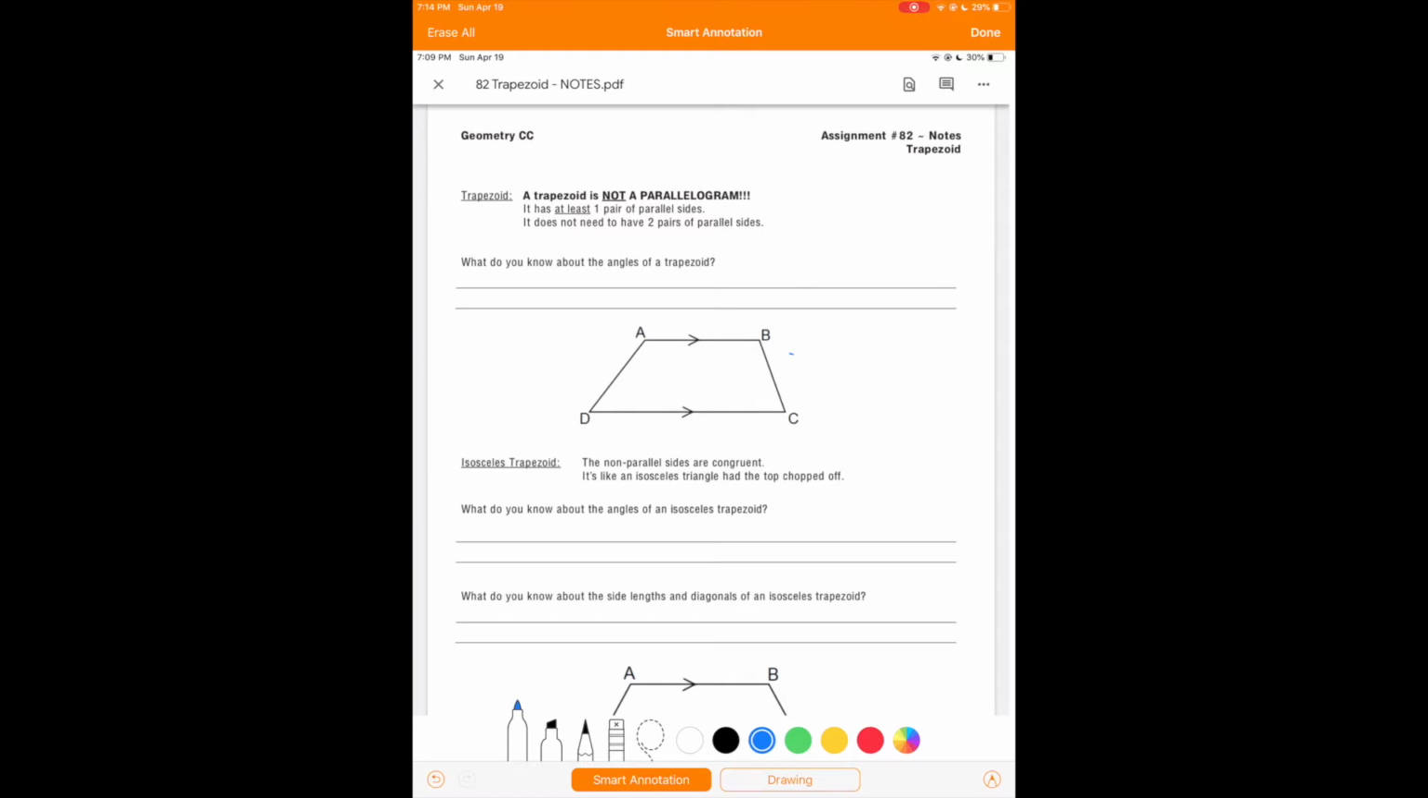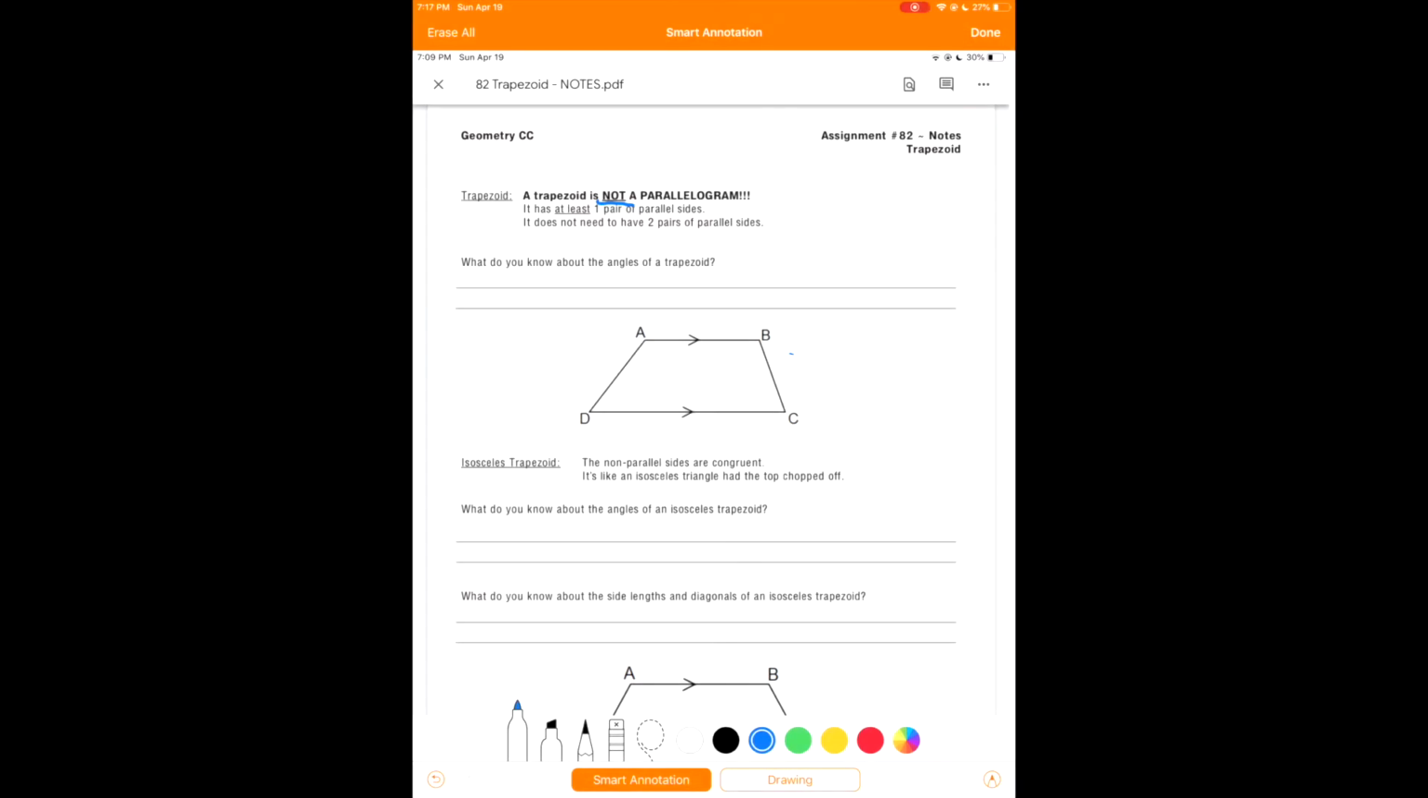And we're coming back with our trapezoid notes, which is assignment 82. And this is our last quadrilateral that we're going to talk about, and then we're going to move into our next unit of transformations. So I want you to take a look at the top. It says trapezoid is not a parallelogram. So that's really important today for us to remember. It has at least one pair of parallel sides, but it does not have two. And so it does not have to have two pairs of parallel sides, which means that it is not a parallelogram. So the next part says, what do you know about the angles of a trapezoid?